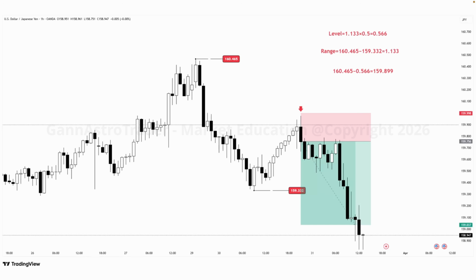We subtract this value from the high. This gives us a retracement level of 159.899. This level represents a deep correction point derived directly from geometric structure. As price reaches this level, we observe a clear reaction in the market. The movement respects this structure, and instead of continuing upward, it begins to reverse. This confirms that the retracement is not random, but aligned with a measurable geometric relationship.